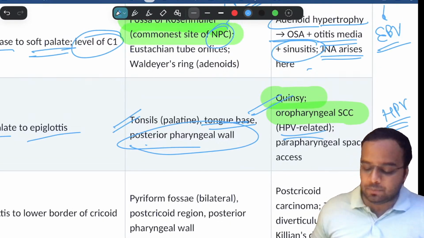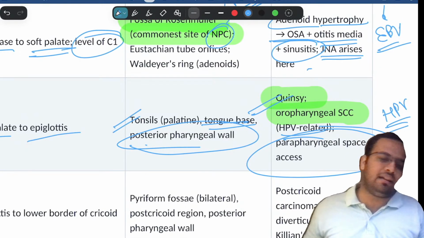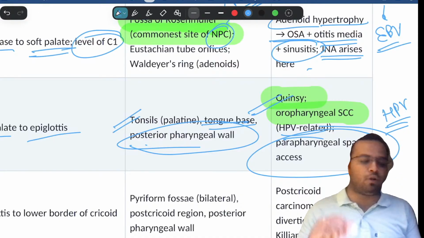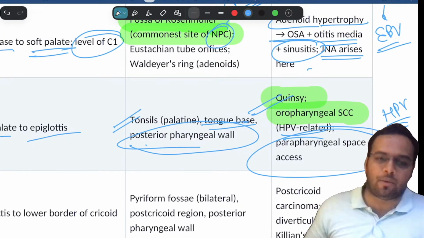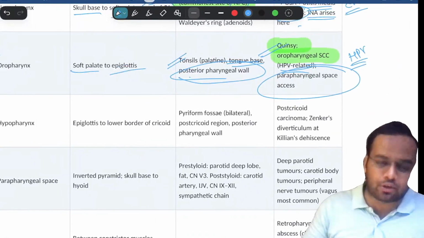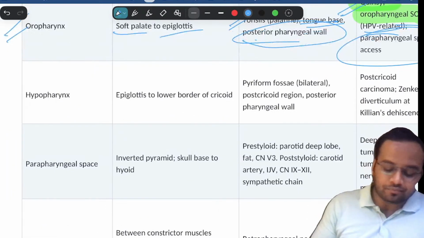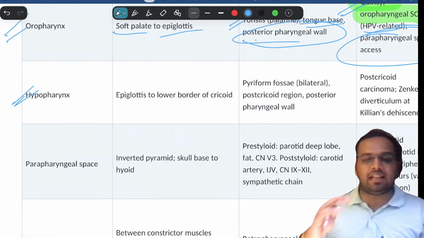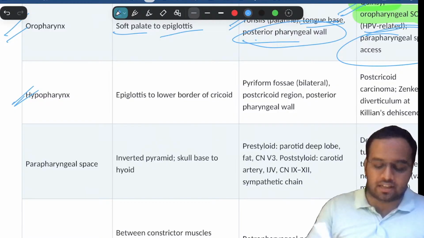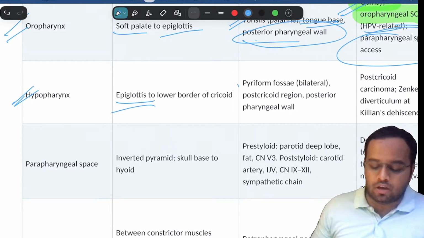And here there are some spaces, which are the parapharyngeal space and the retropharyngeal space. We access these spaces from the oral cavity, from the oropharynx. We are going to shortly talk about these spaces. What is the hypopharynx? It is after the oropharynx, after the base of the tongue ends, from the epiglottis to the lower border of the cricoid.